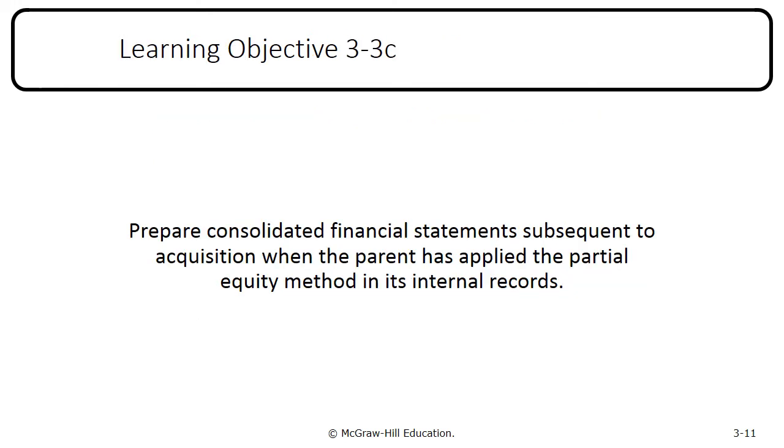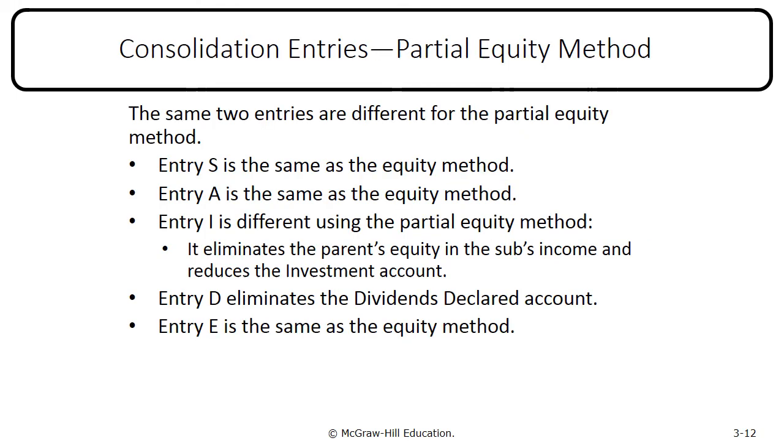What if it's the partial equity method? That's another option the parent does. Well, turn your page. You should see a consolidated worksheet there, partial equity method. Entry S and A are the same. I'm not going to go through them again. You guys could look at that.